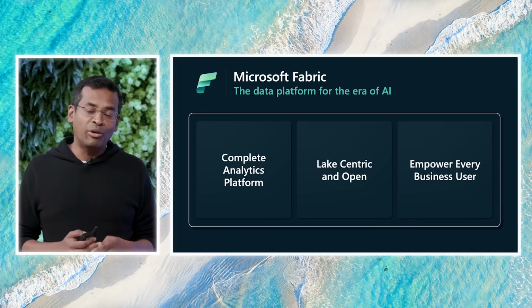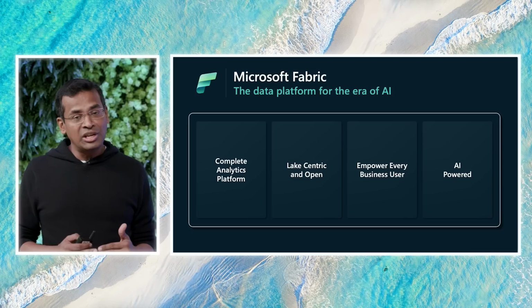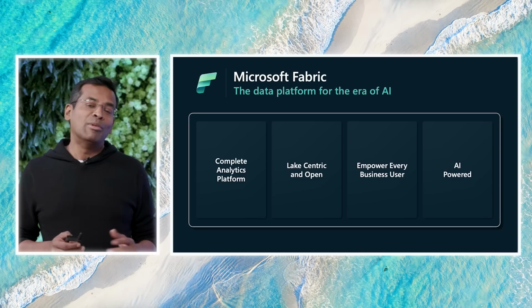And finally, perhaps the most exciting part is that it's AI-powered, right? And this is massive, folks, because what we're really doing is bringing the power of AI, bringing the power of large language models across all of your Fabric experiences. So Fabric is built from the ground up for the era of AI. You'll see Copilot experiences throughout. You'll see the ability to bring ChatGPT-type experiences to your data. And you'll also see the ability to get amazing insights from all of your data. So this is what we're going to talk about today. So with that, I'm going to give you a quick preview of the Fabric portfolio.